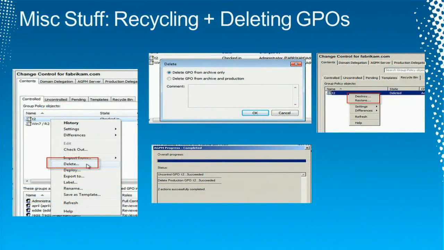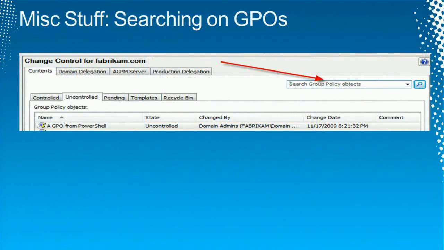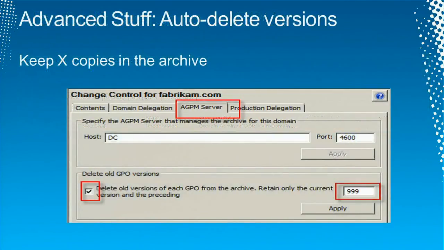There are some other miscellaneous things that I want to cover in the 3 minutes I have left, which is you get the ability to recycle group policy objects by deleting them. They go into the trash zone, and you can either restore them or destroy them. Okay? So things in the archive can be destroyed if you're so inclined. There's also a new feature in AGPM 4.0 that lets you search on all of your group policy objects and any of these columns as well. So if you want to search for the ones that are changed by this person or that person or by a name, you can quickly search in the search bar, which is super nice.